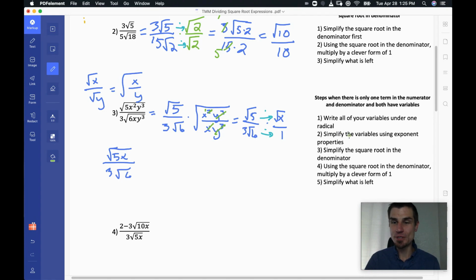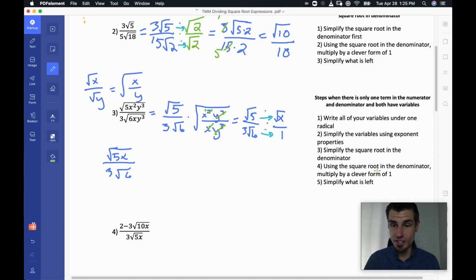So we've done step 2 here. We simplified the variables using exponent properties. Now on to step 3. We want to simplify the square root in the denominator. Well, we can't do that. Like it's already as simple as it gets. Square root of 6, we can't simplify more, so let's go to step 4.